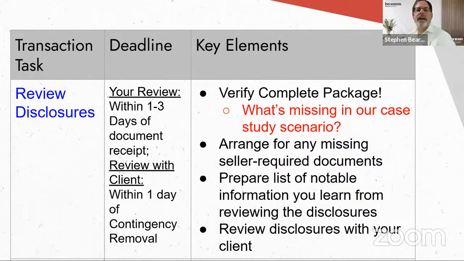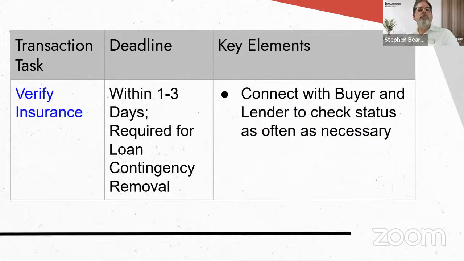Okay, be very careful about that, guys. All right. You're going to verify insurance. This has become a huge issue. Home insurance rates have popped up 200, 300%. Condos too. And so before you can get a loan, the lender's going to want to make sure that insurance is in place for a buyer.